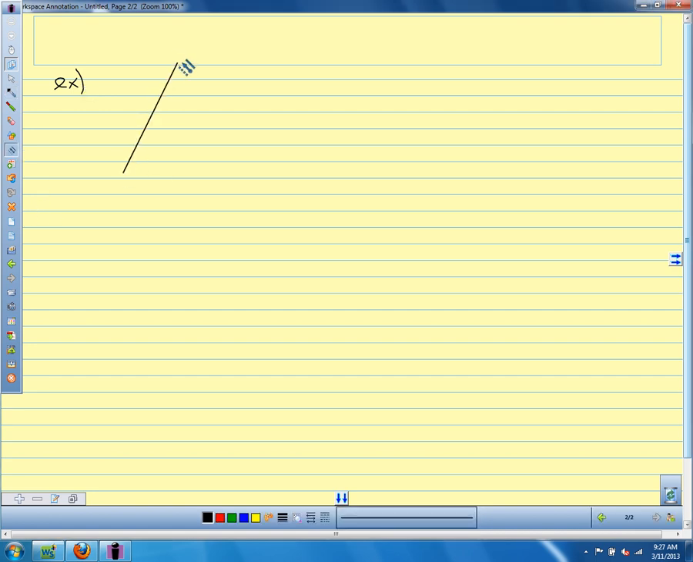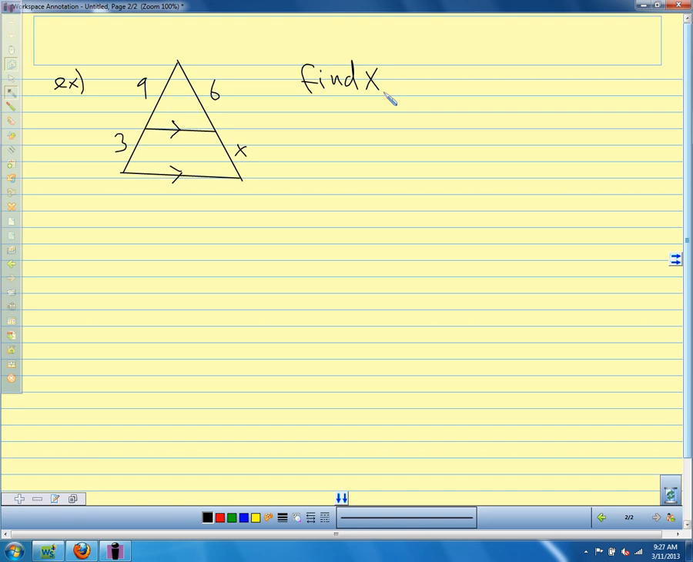So here's our triangle. And there's our parallel line. This is 9, 3, 6, and x, and we want to find x. So we have a line parallel to one side of the triangle, divides the other 2 sides proportionally. So we're going to solve this by setting up a proportion. So what's a proportion we could set up? How do we want to set this up, Anna?